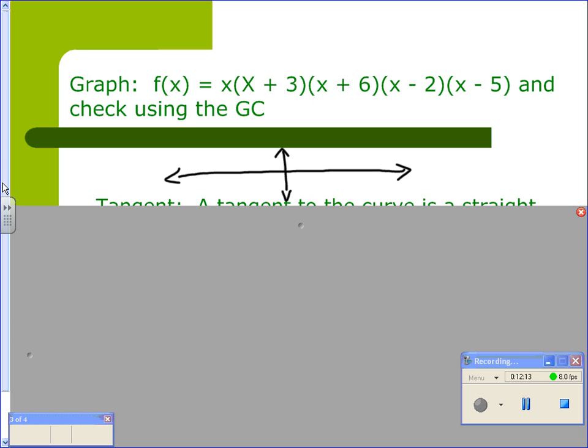What are going to be the zeros of this function? Do you agree? Okay. On the graph, if they are a 0, what does that mean? It's where it crosses the x-axis. So we're going to put a dot at 0, at -3, -6, 2, and 5.